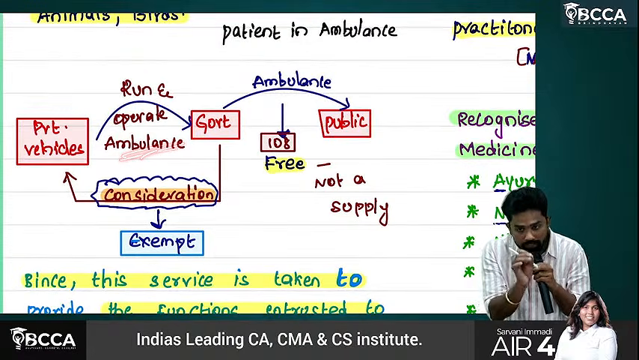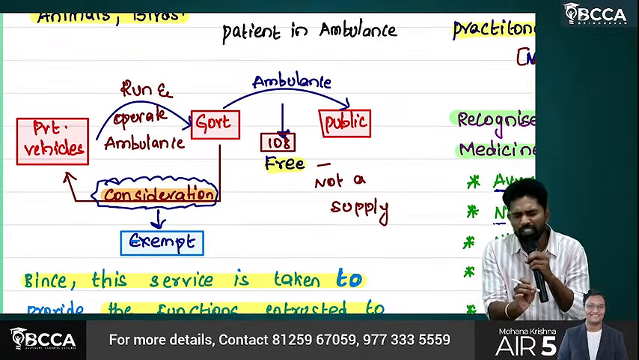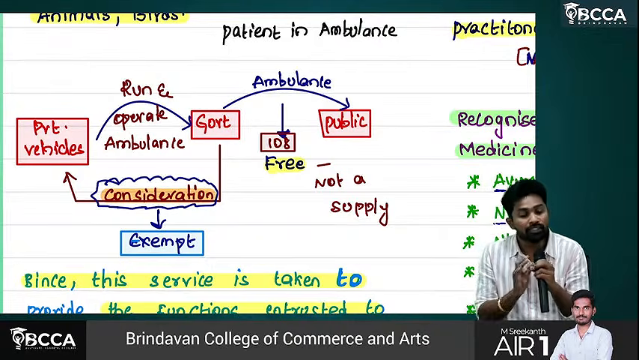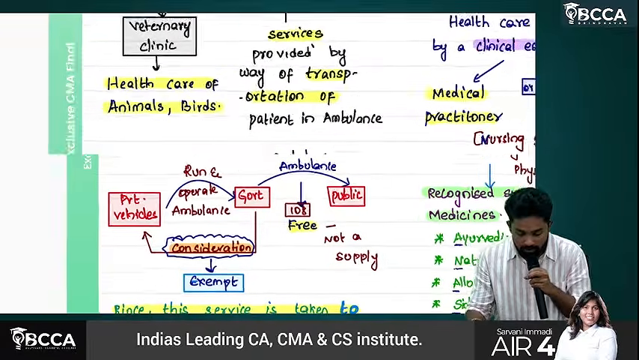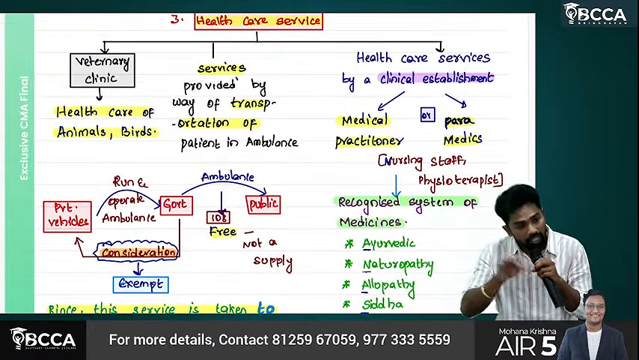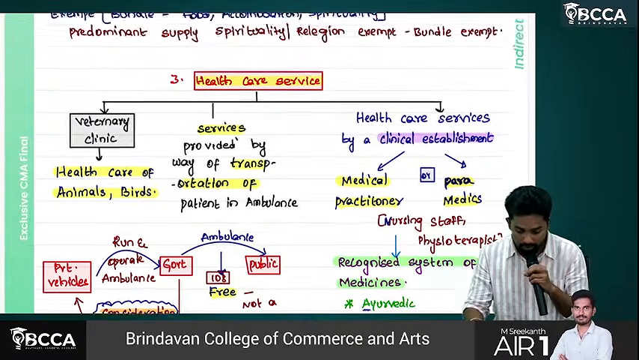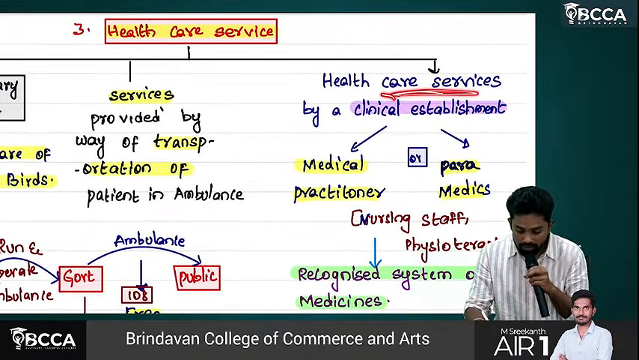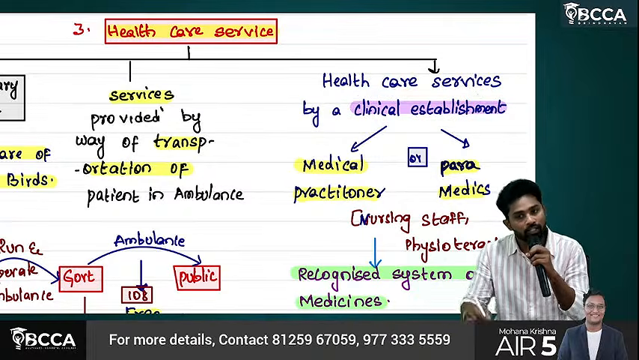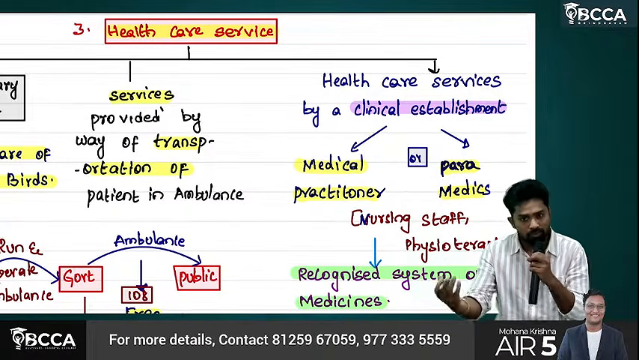Exempted. So private ambulance service, private vehicle operators, when they rent vehicles to government to run them as ambulance, that service is what? Exempted. So 3 points I covered: veterinary clinic, normal ambulance service, and this 108 related. Then normal healthcare services provided at a clinical establishment. Sir, clinical establishment, it could be a hospital, clinic, whatever you refer.